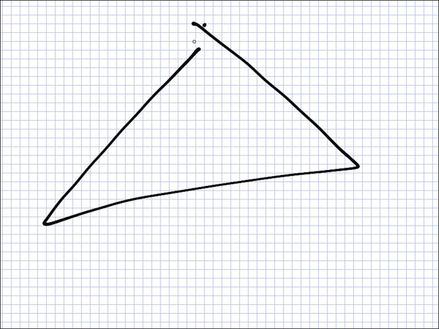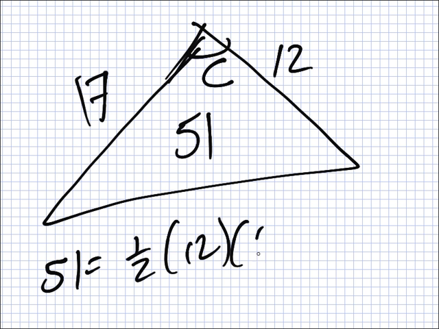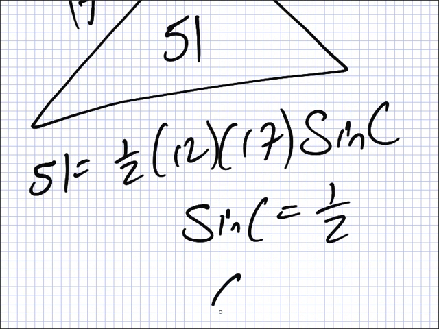So, give me, what were the two sides here? 17 and 12. And the area was 51. I think you all got this, no problem. The area is a half the two sides sine the angle. So what you get, sine C equals a half. So C is sine inverse a half, which is 30 degrees.